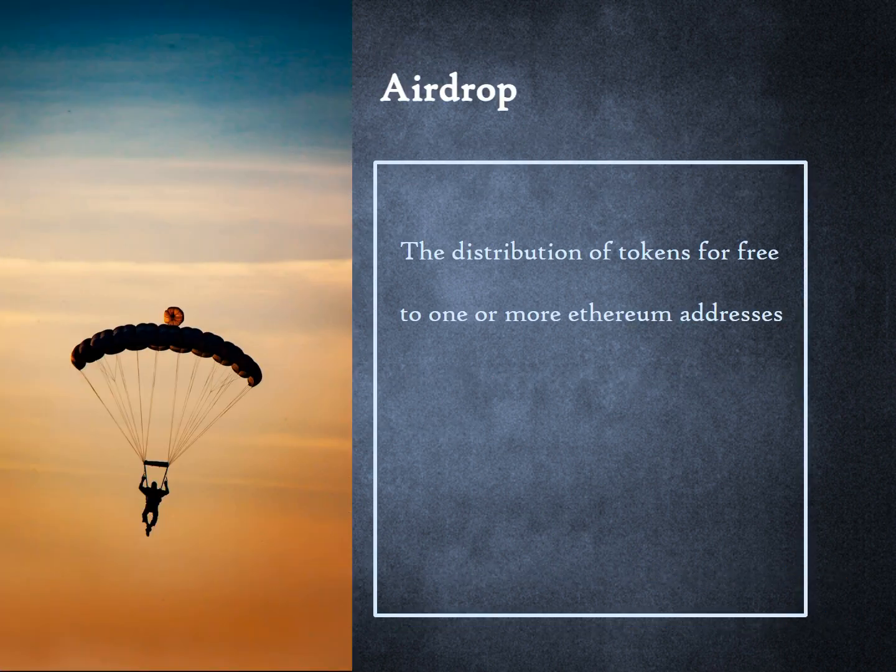We can now add another word into our growing vocabulary of crypto jargon. Airdrop refers to the distribution of tokens for free to one or more Ethereum addresses. Uni was introduced in September 2020. 400 Uni tokens were airdropped to any Ethereum address that had used Uniswap. There were 250,000 Ethereum addresses and the total value at the time of these 400 tokens was about $1,400.